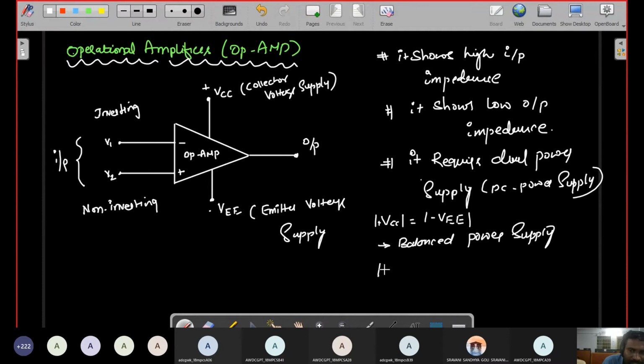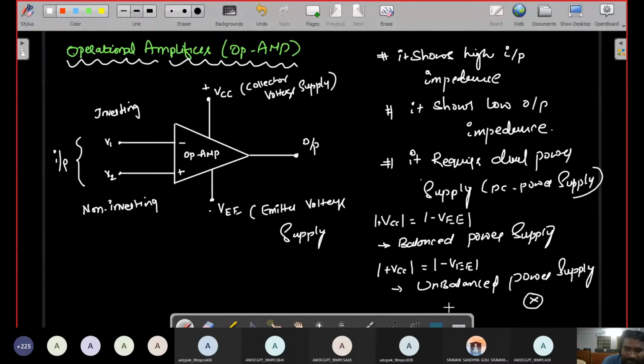Okay, suppose plus VCC and minus VEE are not equal, that is termed as an unbalanced power supply. Unbalanced power supply. Okay, so in unbalanced power supply, the operational amplifier will not work properly actually. In this condition, the operational amplifier doesn't work properly.